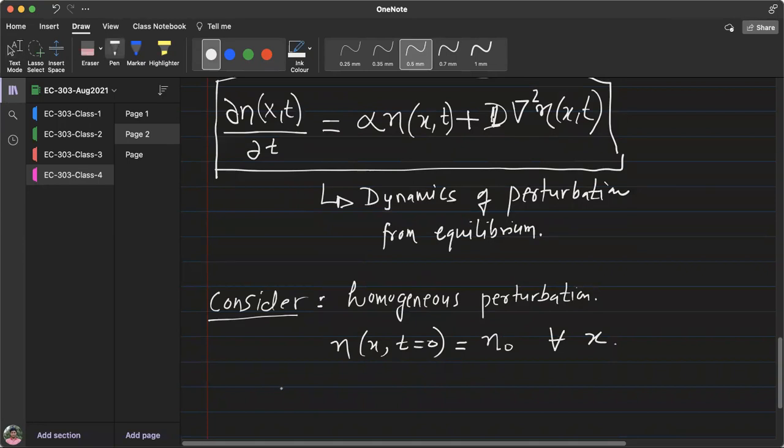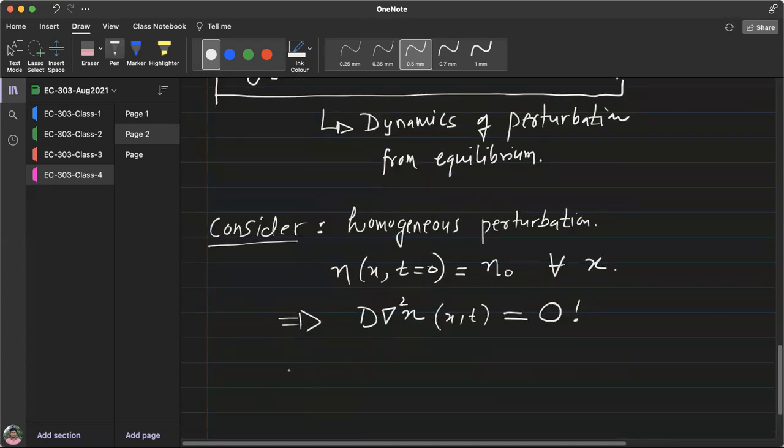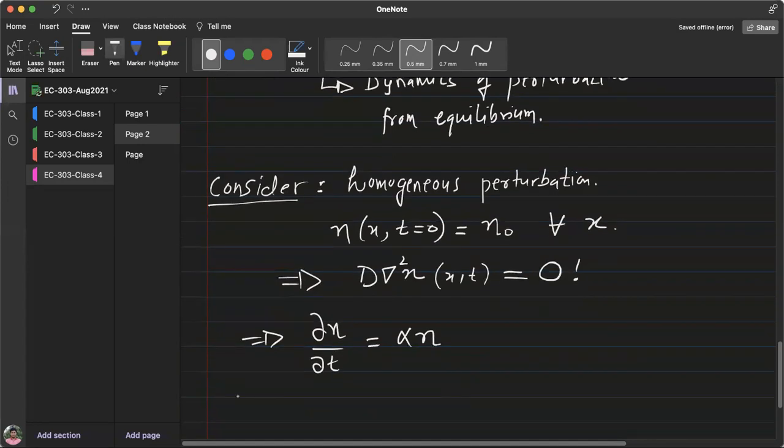It'll reach carrying capacity, also. Okay, in this case, no, why? Because if I make a homogeneous perturbation, this means that the corresponding diffusion term becomes 0, right? Which means that the dynamics of the perturbation is governed only by this equation now, at all locations. The diffusion term plays no role, right?